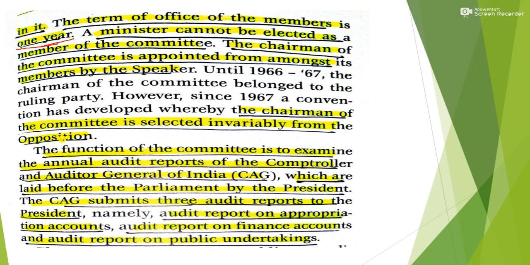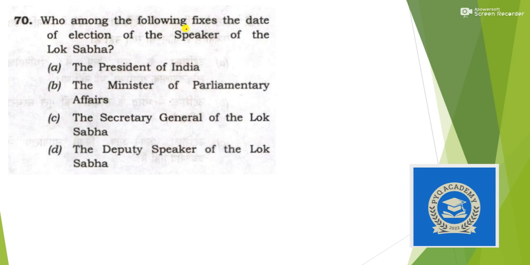Next, who among the following fixes the date of election of Speaker of the Lok Sabha? This is a very easy question. The answer is the President of India. The Minister of Parliamentary Affairs, no, because you can just take a guess that the election of Speaker is the first thing when a new Lok Sabha is elected.